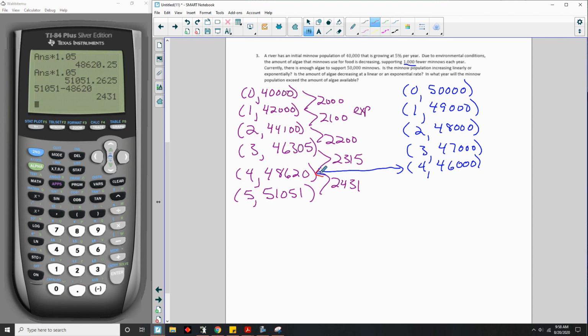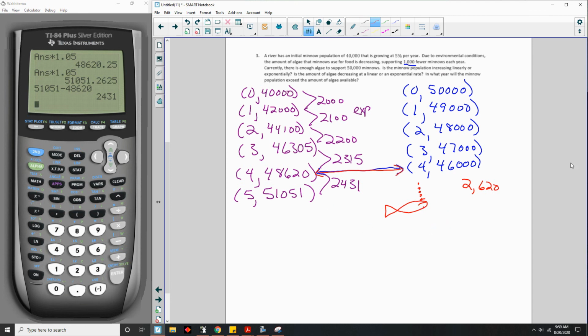So we have 48,000 fish in year 4, but only enough algae to feed 46,000. So 2,620 fish who are happy and eating now are going to be unhappy, and they're going to go belly up because there's no food. And that'll be the end. Okay, so I'll stop right there.